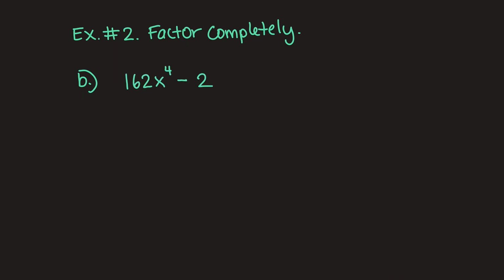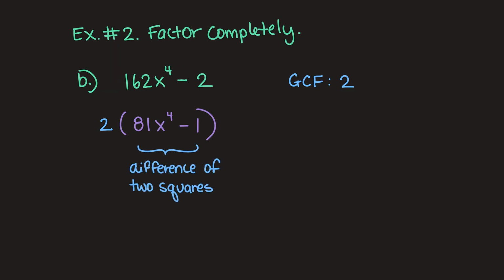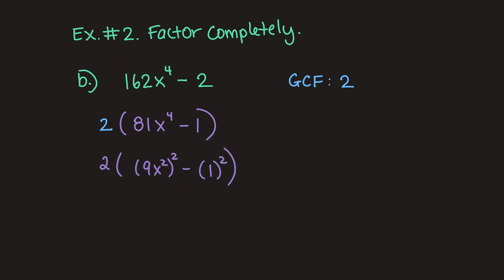For the next example, again, we want to see if there's a GCF that we can factor out first. These two terms have a GCF of 2. So we factor this out first. So we have 2 times 81x to the 4th minus 1. Now notice that this is a difference of two squares, since it can be written as 9x squared quantity squared minus 1 squared. So we can factor this using our formula.